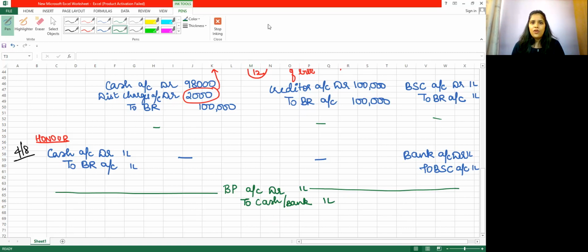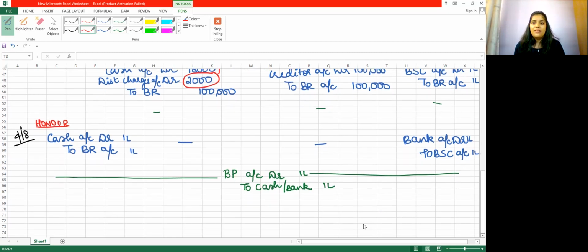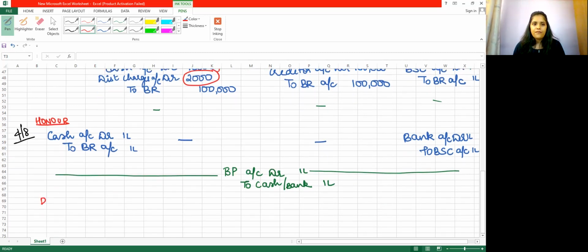Chalo, let's go to the last part. The last part is on the due date, the bill is being dishonored. If the bill gets dishonored, then what to do? Okay, now again, this is also on 4.8. This is a second thing. Now, if the bill gets dishonored, in the books of drawer, what entry we will pass first?